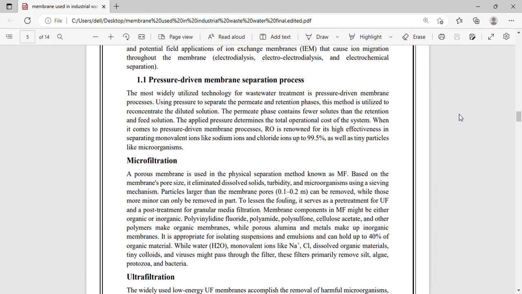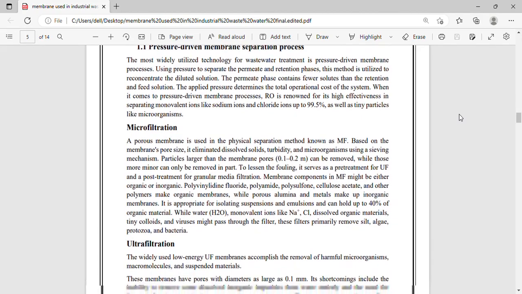The most widely utilized technology for wastewater treatment is pressure-driven membrane processes, using pressure to separate permeate and retention phases. This method is utilized to reconcentrate the dilute solution. The permeate phase contains fewer solutes than the retention and feed solution. The applied pressure determines the total operational cost of the system. When it comes to pressure-driven membrane processes, RO is renowned for its high effectiveness in separating monovalent ions like sodium ions and chloride ions up to 99.95%, as well as tiny particles like microorganisms.